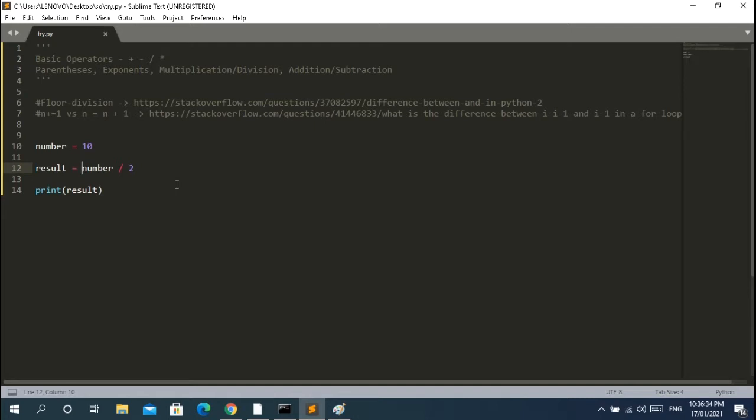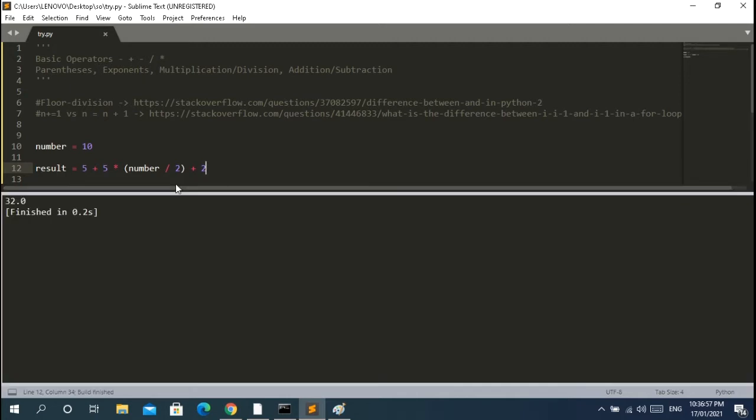So, let's make an example. 5 plus, let's make this multiplication, then times, let's say, plus 2. Like this, it's basically 32.0. So what comes first here? Wait, let's do it this way. Exponents, I think. So it would be 34.0.